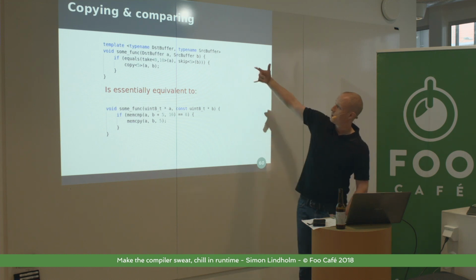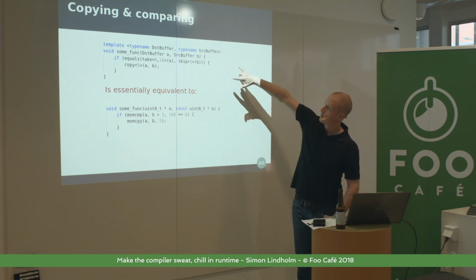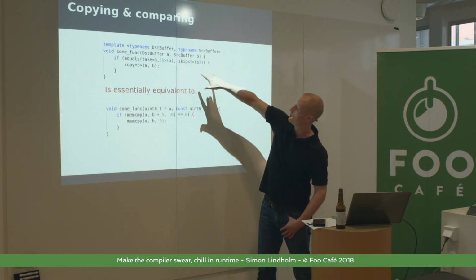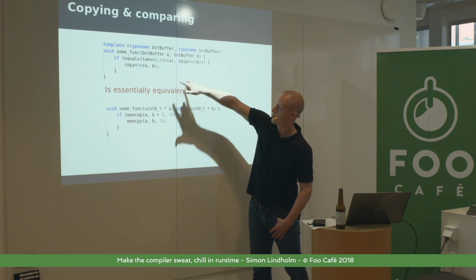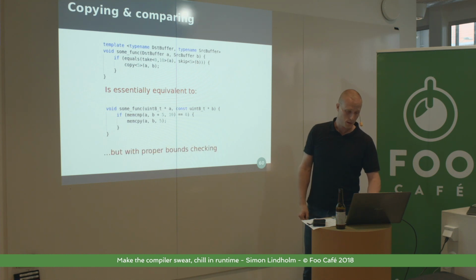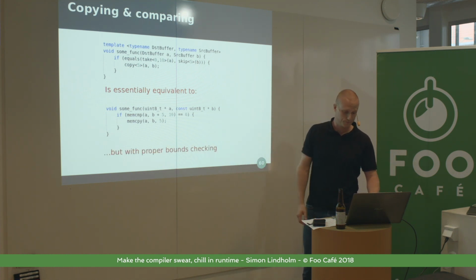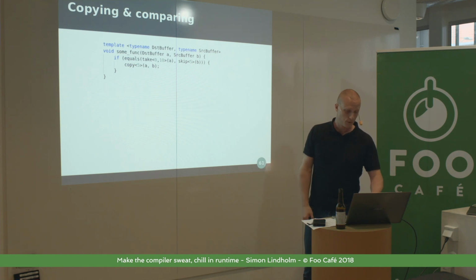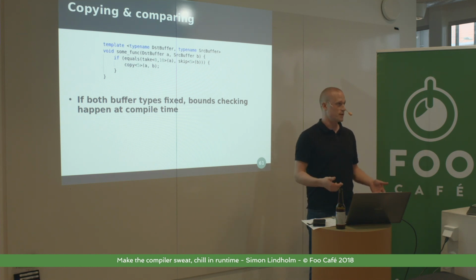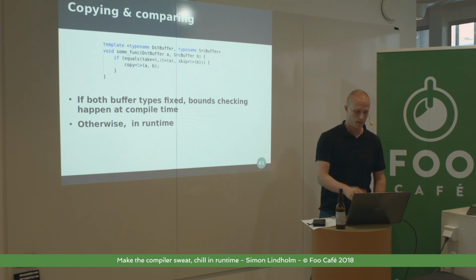So yeah, you have all these methods. So you have basically this. Here you just take a slice of A, and you take another slice of B, and you copy the data. And yeah, these two versions are basically the same thing. As I said, if both buffer types are fixed, then the error checking is done at compile time, and otherwise it's at runtime.